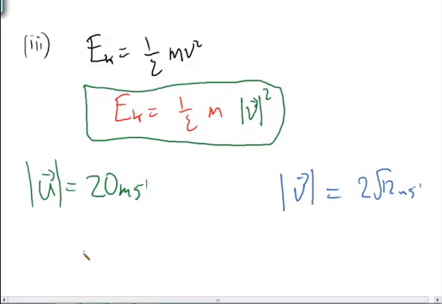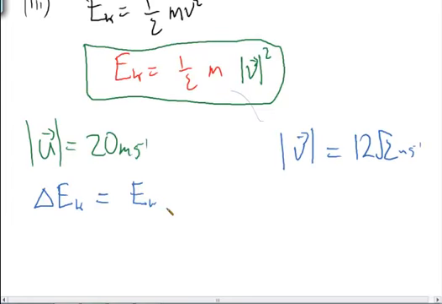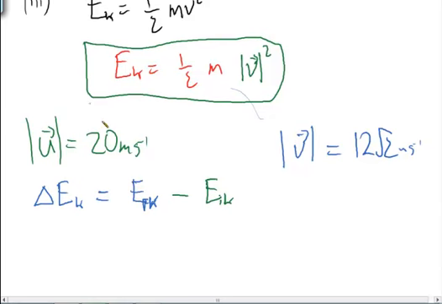So, change in kinetic energy, the delta is sometimes used for change in kinetic energy, is equal to the final kinetic energy. It's 12 root 2, yeah, thanks, sorry, small mistake there. It should be 12 times root 2. So the change in kinetic energy is the final kinetic energy minus the initial kinetic energy. So I'll just put an F, so final kinetic energy and initial kinetic energy, and I'll just sub these in.